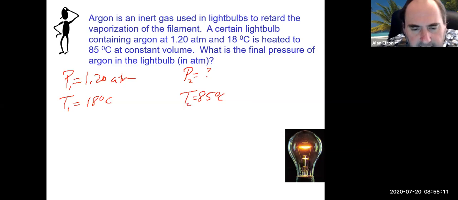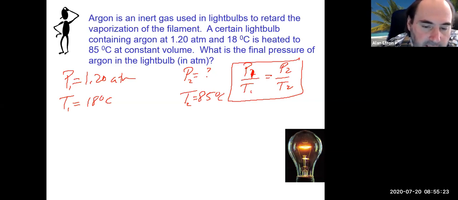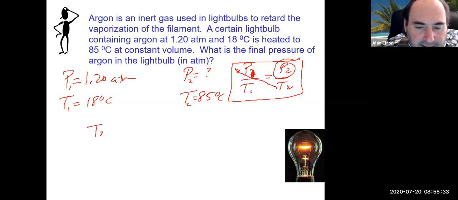And again, this is Gay-Lussac's law, which is P1/T1 equals P2/T2. Again, this is at constant volume in this particular case. So we have everything but P2, so we're going to bring T2 to the top, and that will give us T2 P1 over T1 equals P2.